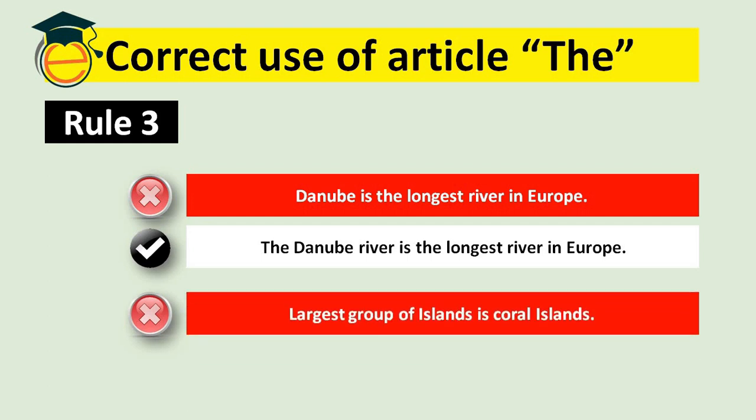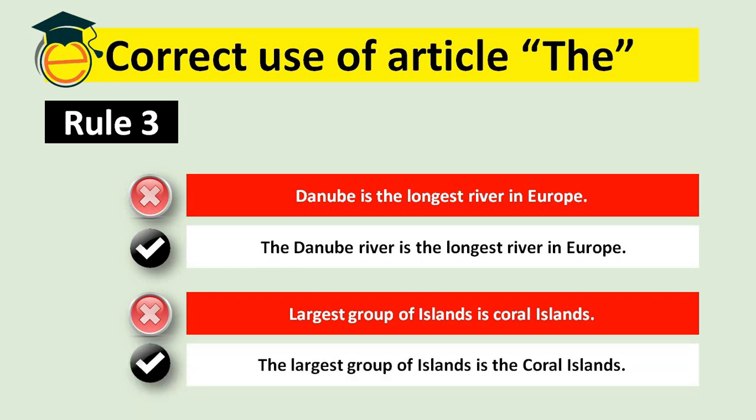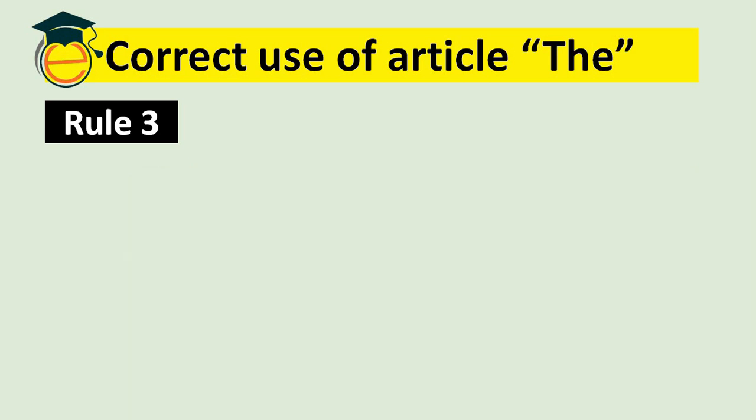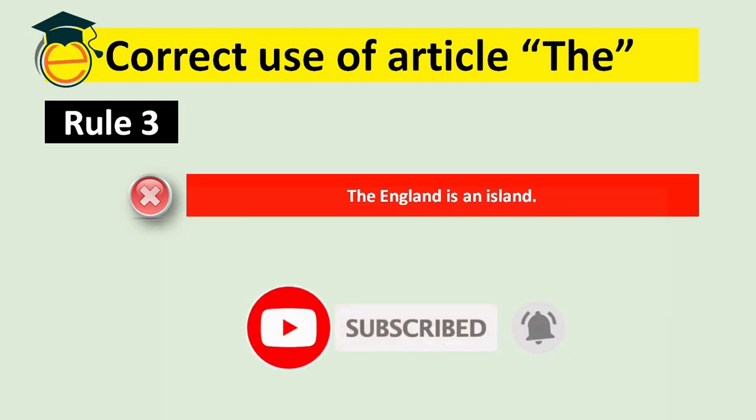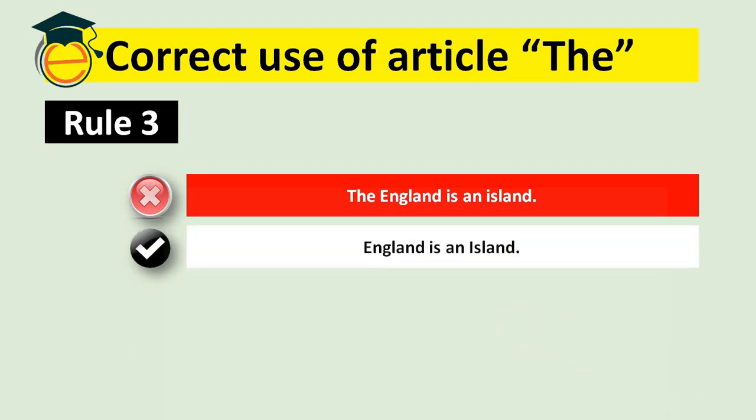"Largest group of islands is Coral Islands." "The largest group of islands is the Coral Islands." Yes, you're right. We have to put "the" before a group of nouns. Some more examples for rule number 3. "The England is an island." The mistake is there. "England is an island." We are not talking about a group, so we cannot put "the" before England.